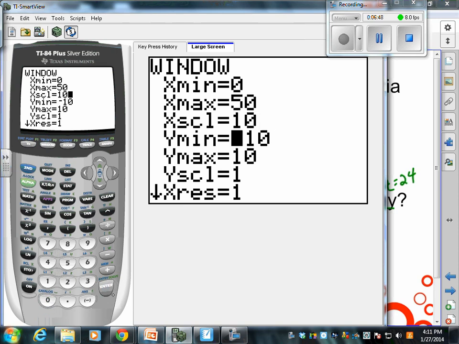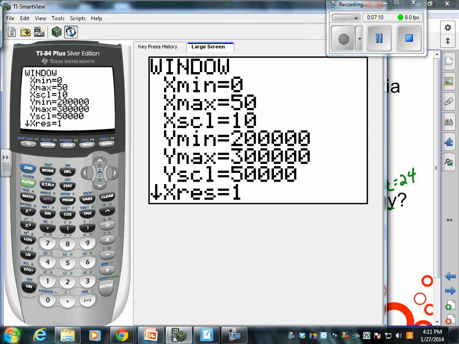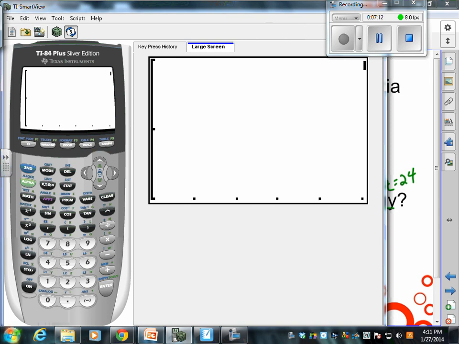Now my y is actually much easier to do. I want to know when I hit 250,000. So I pick a number less than that, and I'm going to go 200,000. And then I'll pick a number bigger than that, and we'll go 300,000. And I'll count by, let's say, 50,000. Right? And we're going to graph.